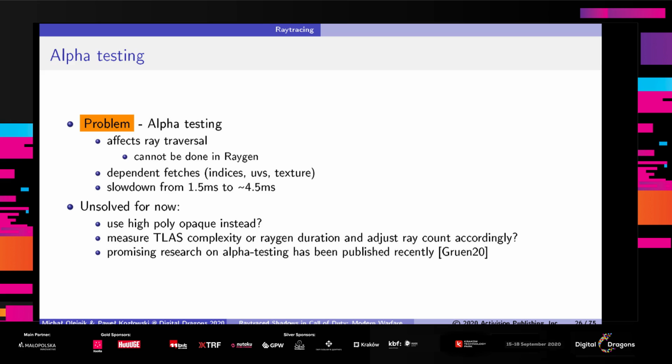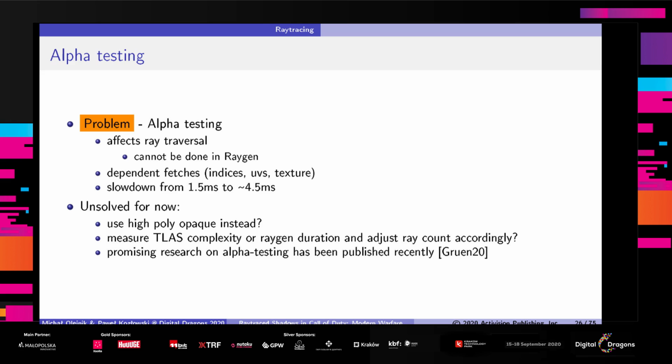Alpha testing has been an object of extensive research for ray tracing, and one idea was to use high poly opaques instead of low poly objects and an alpha texture. But for practical purposes, to match the quality given by the alpha texture, those objects would have to have extremely dense meshes, so it would probably not be faster at all while also taking additional storage.